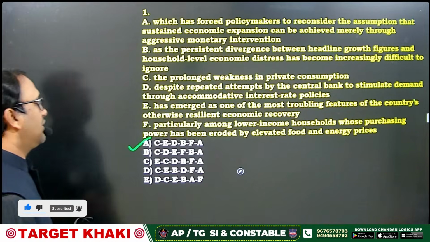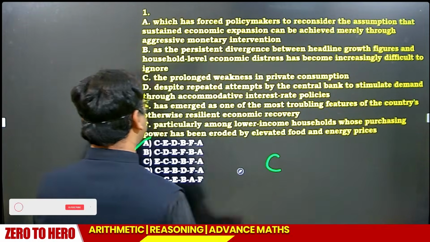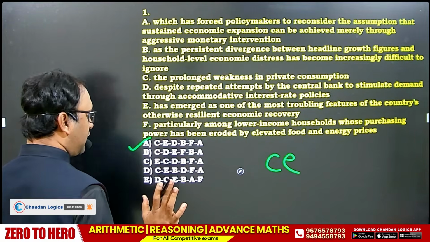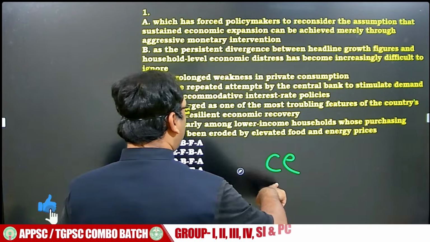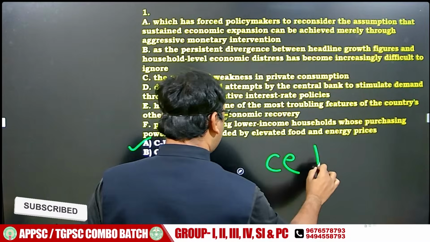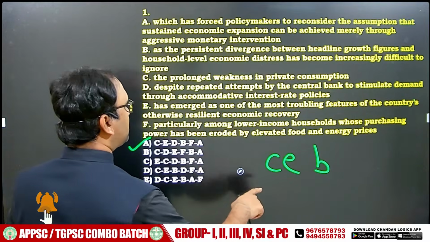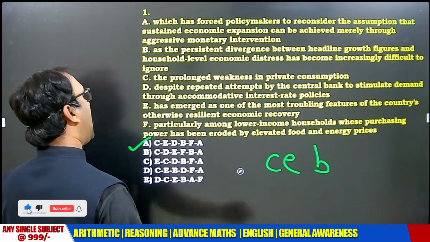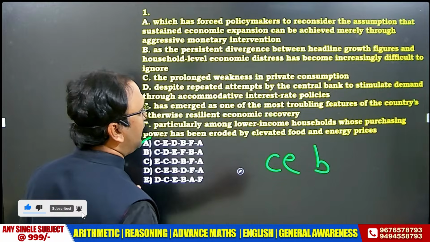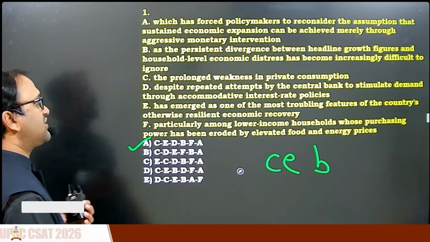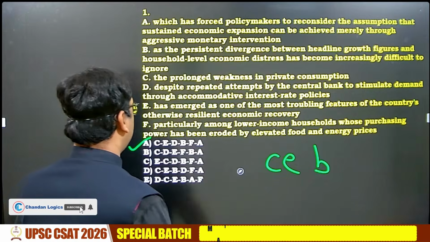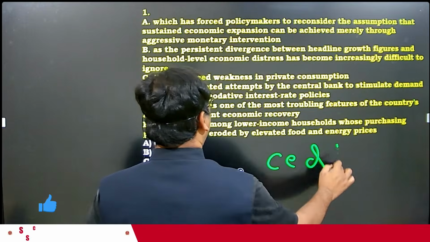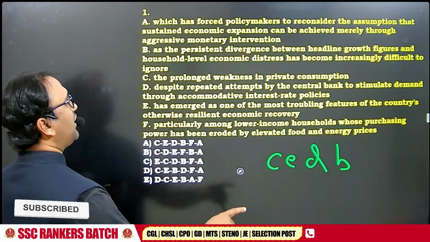I'll tell you why. The prolonged weakness in private consumption has emerged as a big problem. Otherwise, resilient economy recovery. See, this is the problem. Despite repeated attempts by the government to control this problem, as the persistent divergence between headline growth figures and household level economic distress has become increasingly difficult to ignore, should be CE, DB, particularly among lower income households.